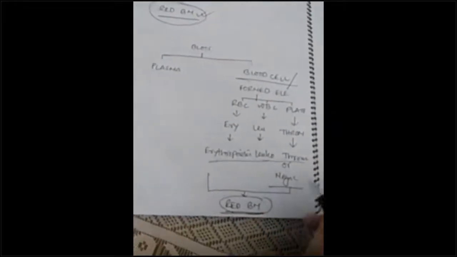So, if there is any defect in this red bone marrow, what happens? If there is any defect in the red bone marrow, these three kinds of cells produced in the red bone marrow, these processes are also hampered.